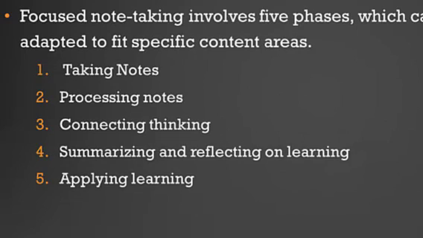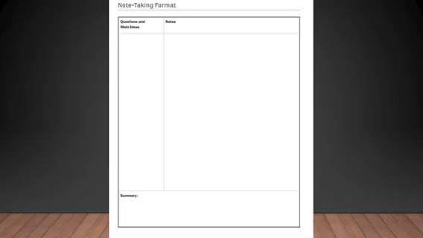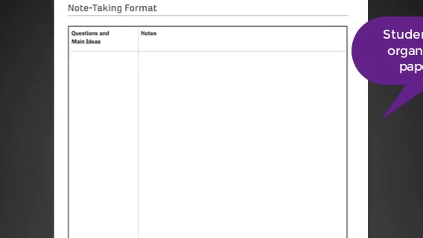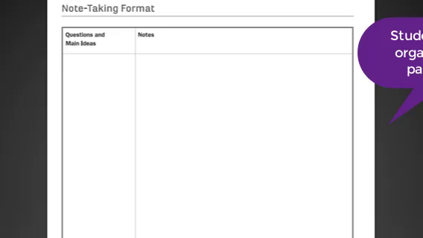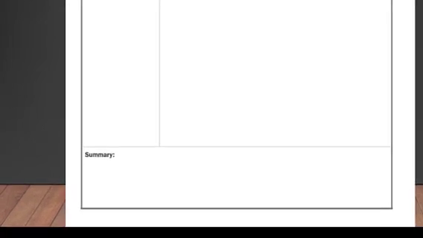Focused note-taking includes 5 phases. They are taking notes, processing notes, connecting thinking, summarizing and reflecting on learning, and applying learning. The first thing they should do is draw a vertical line down the page, leaving a column on the left that spans approximately 1/3 of the width of the paper. Students should also leave 3 to 4 lines at the bottom of the page for a summary.